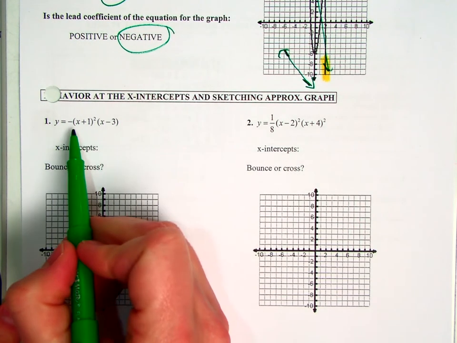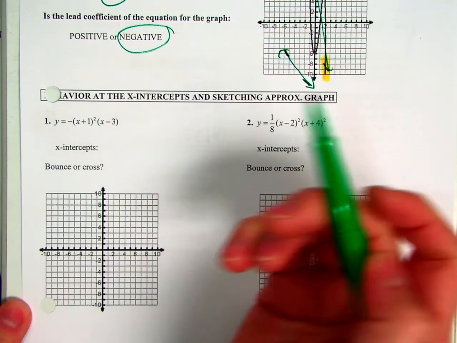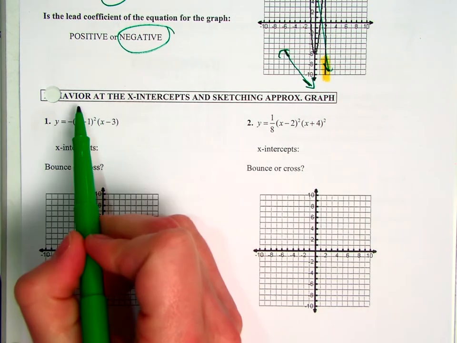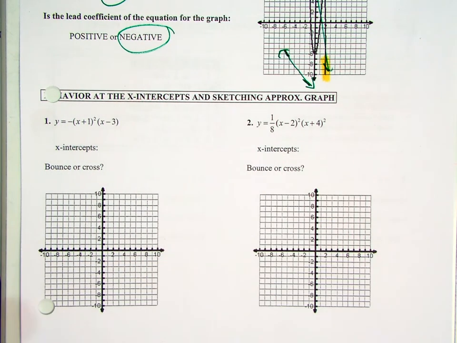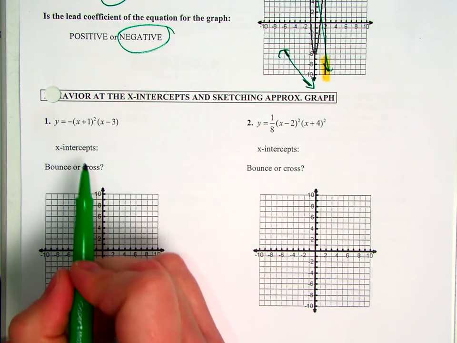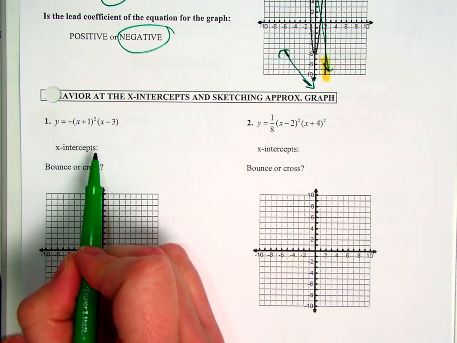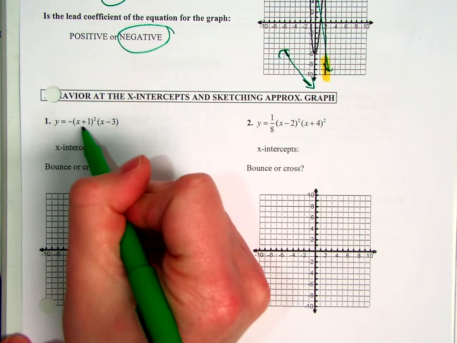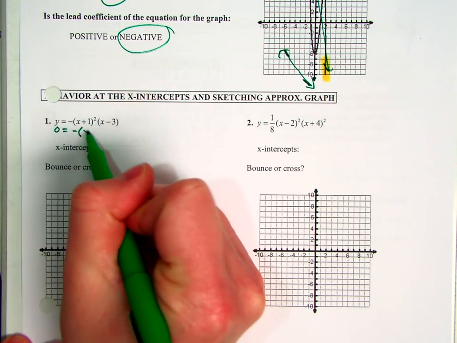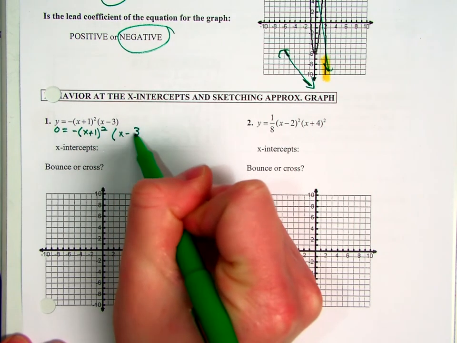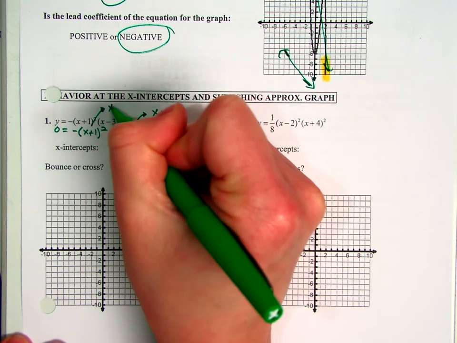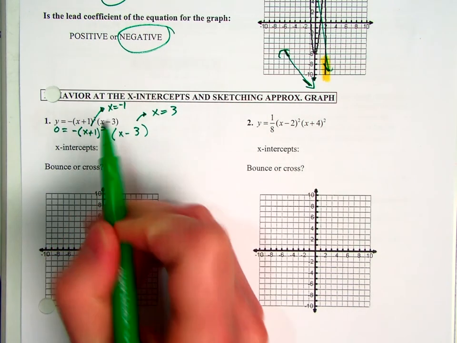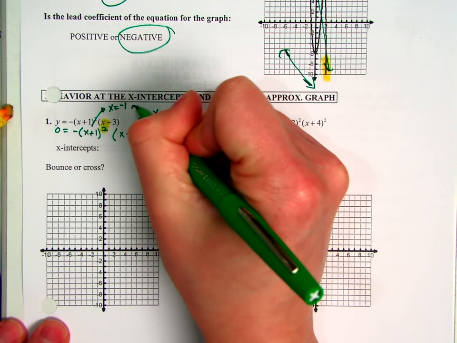So here, instead of worrying about end behavior right now, we're going to talk about the behavior at the x-intercepts and sketch an approximate graph based on this. The x-intercepts happen when y is 0. So I can set 0 equals negative x plus 1 squared, x minus 3, and set each piece equal to 0, telling me x would equal 3 here, x would equal negative 1 here. And remember that this would have a multiplicity of 2 because my exponent is 2.